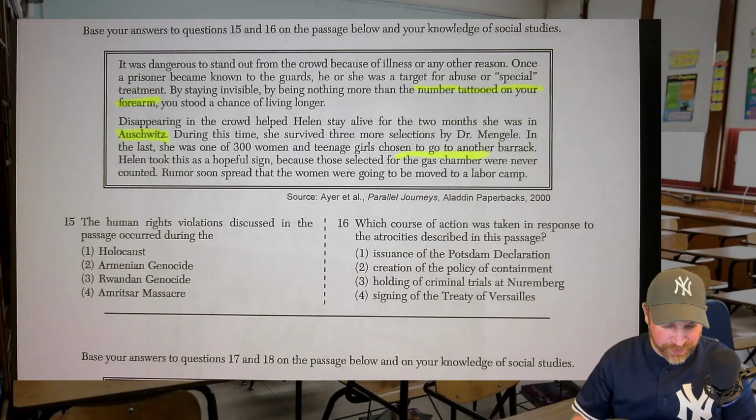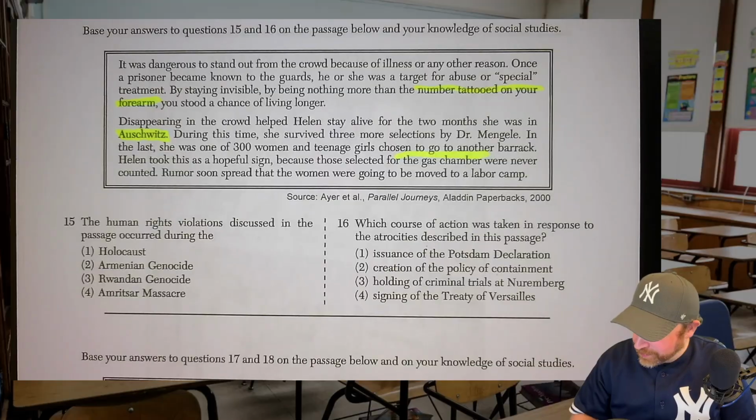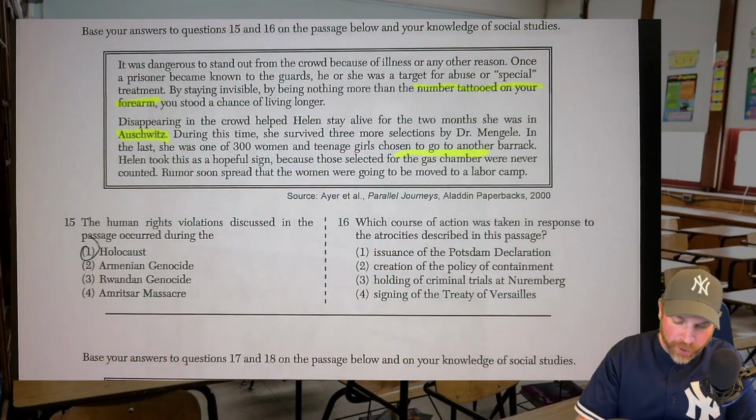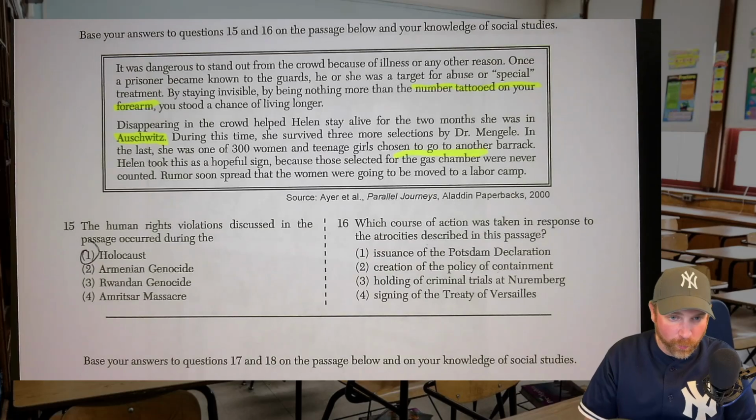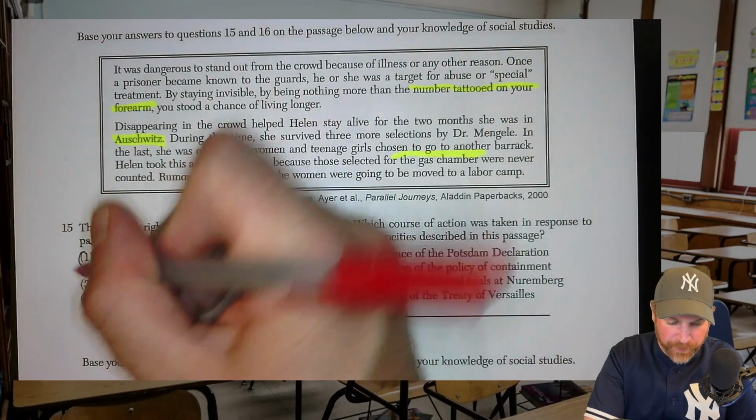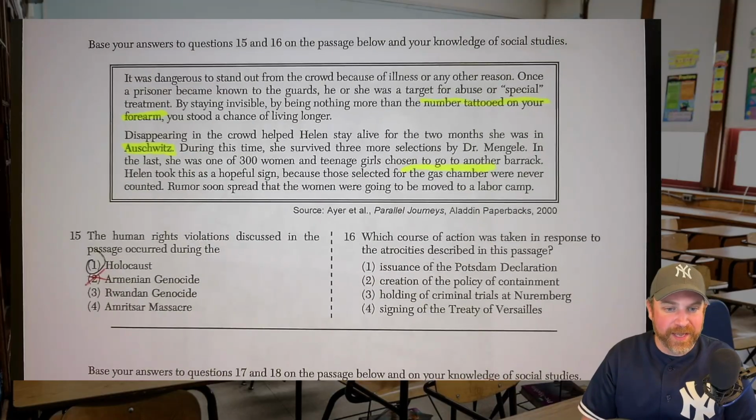The human rights violations discussed in the passage occurred during which event? It is the Holocaust. The Armenian genocide took place during World War I, in which the Ottoman Empire was trying to get rid of the Christian minority group. The Armenians were Christian minorities in the Ottoman Empire, and the Turkish Ottomans were trying to get rid of those people. Right, so that has nothing to do with Dr. Mengele and Auschwitz. So we cross off choice 2. The Rwandan genocide took place in Rwanda in the early 1990s, and that's when the Hutu majority group tried to exterminate the Tutsi minority group in Rwanda, so long after the Holocaust.